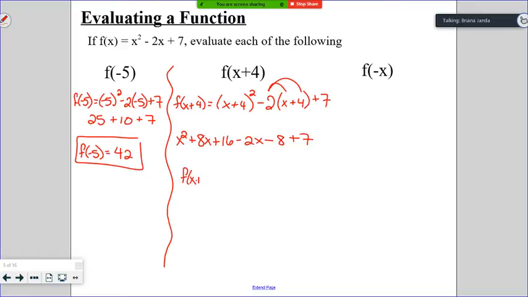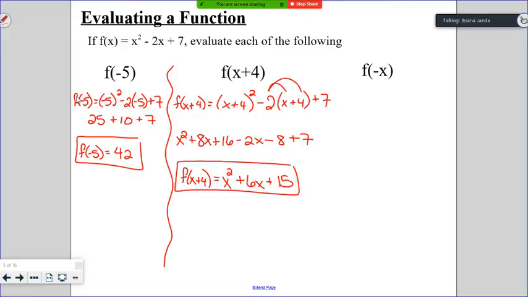Combining our like terms then should give us x squared. Add our like terms, 8 minus 2 is 6x. 16 minus 8 is 8, plus 7 is 15. Any questions on that? So forgetting to distribute a negative all the way through is probably the second most common mistake after forgetting to FOIL.